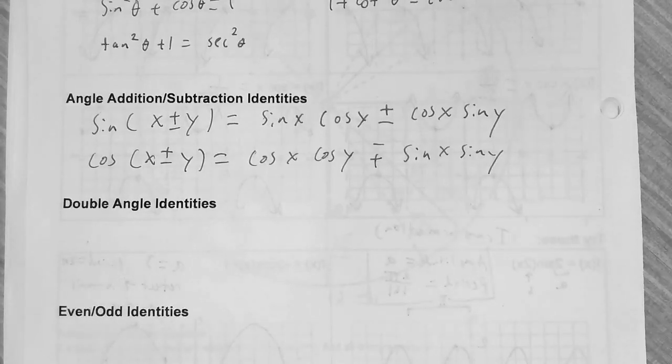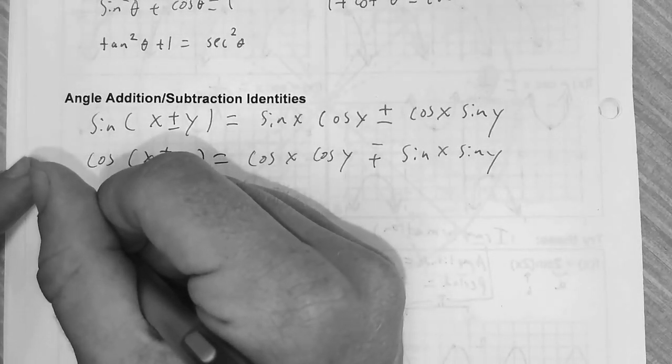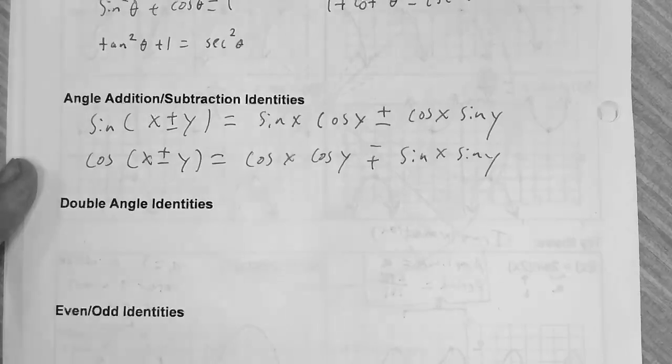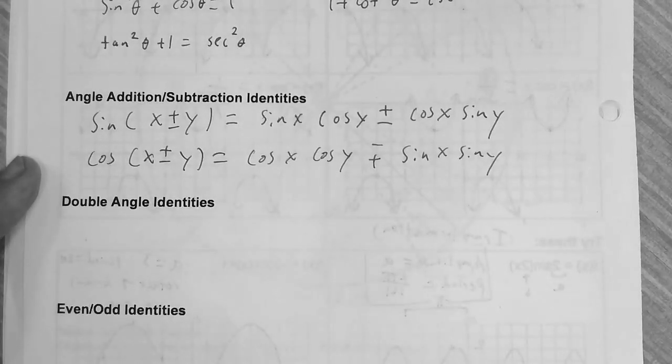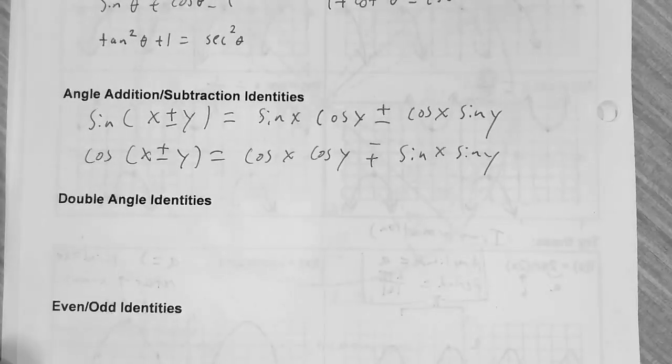Wait, what about adding and subtracting angles? When did we do that? We did that. That is what this is. If you wanted to find sine 75 degrees, you use sine 30 and sine 45 and plug those values in here. Remember that?